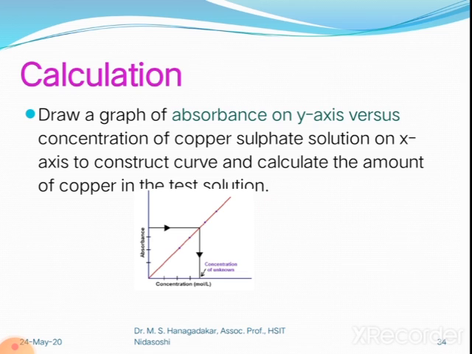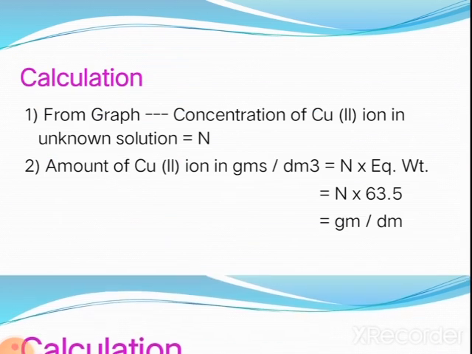All 5 points fall on a straight line passing through the origin. For the unknown solution, you will get the unknown OD. That unknown OD is marked on the y-axis. Then draw a straight line that intersects the graph line, which passes through the origin. From that point, if you draw a perpendicular line where it intersects the x-axis, that is the unknown concentration of copper ions. Hence, the calculation follows like this.